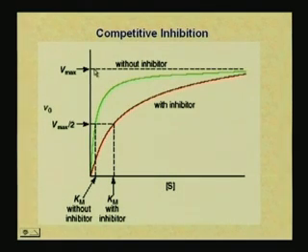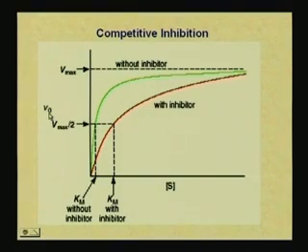And we know that if we want to calculate Km, I have to consider half of Vmax. So, this Km corresponds to what? Without the inhibitor. And this Km corresponds to with the inhibitor. Okay? Now, how does this change our Lineweaver-Burk plot? What is the Lineweaver-Burk plot? We have 1 by V0 versus 1 by S.